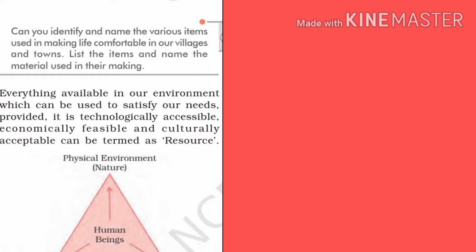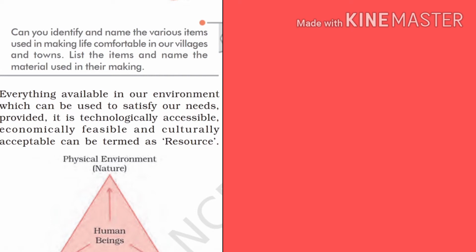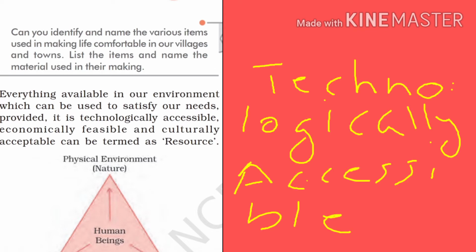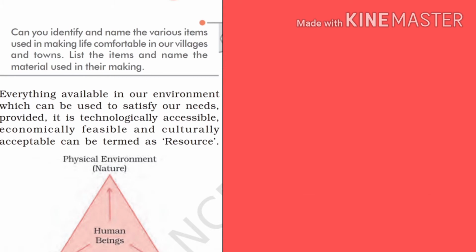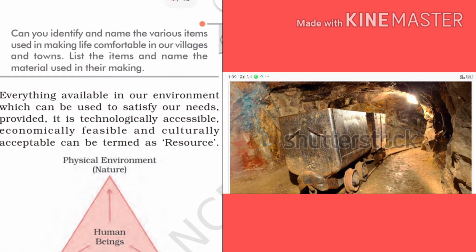So in class 10 you are going to study resource in a little broader form. We know that anything which satisfies our need is called resource. With that, it should be technologically accessible, economically feasible, and culturally acceptable. Now let's come to the first thing, that is technologically accessible. Technologically accessible means by the help of technology we can extract that thing from the environment.